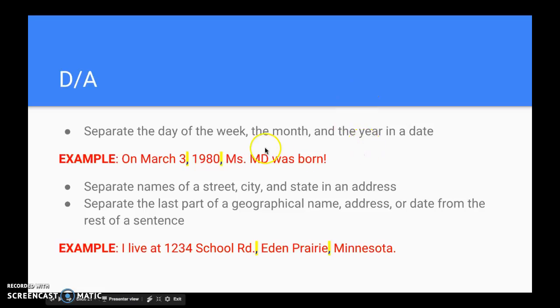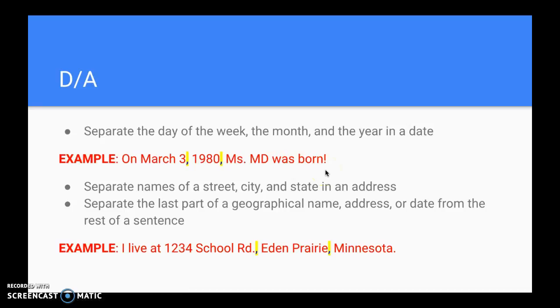We need to use a comma to separate the day of the week, the month, and the year when we have a date. So for example, on March 3rd, 1980, Miss MD was born. This is a true statement, so please remember that and bring gifts. But in all honesty, here we have the date, the day, the 3rd, and here we have the year, and then we have the rest of the sentence. So I need a comma after the day, I need a comma after the year, and then I would go into the rest of my sentence.